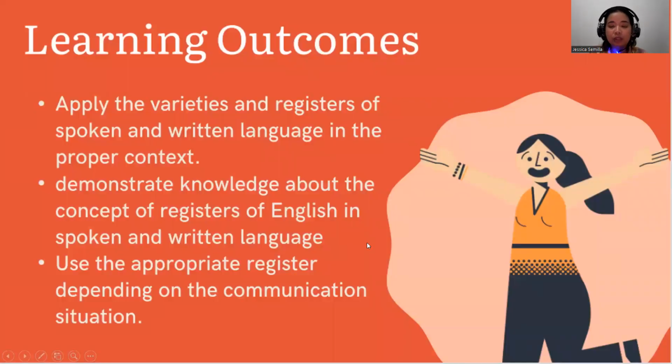For the learning outcomes, as we deal with this topic, we're about to apply the varieties and registers of spoken and written language in the proper context. You need to demonstrate knowledge about the concept of registers of English in spoken and written language. And the third one is that you need to use the appropriate register depending on the communication situation.